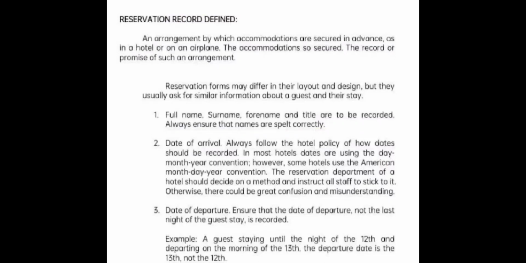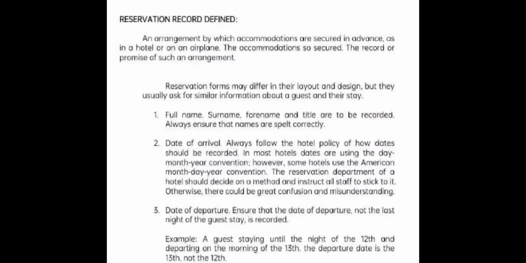So ga advance booking or gapa-reserve daan ang mga guests sa receptionist para ma-sure nga naay vacant room nga naka-reserve para sa ilaha, or bisag naa na sila sa plane gabiyahe padulong sa hotel manawag na sila daan para maka-reserve. Next is reservation forms may differ in their layout and design, but they usually ask for similar information about the guest and their stay. So, before i-confirm imong reservation, need jud pangayuan sa receptionist ang information sa mga guests.